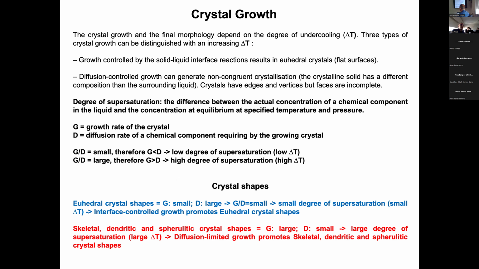Instead, if we have a large degree of supersaturation, where the growth rate is much faster than diffusion rate, and this is due to a large energy, so it means this will happen at a large undercooling. So this will result in formation of skeletal, dendritic, and spherulitic shapes. Okay?